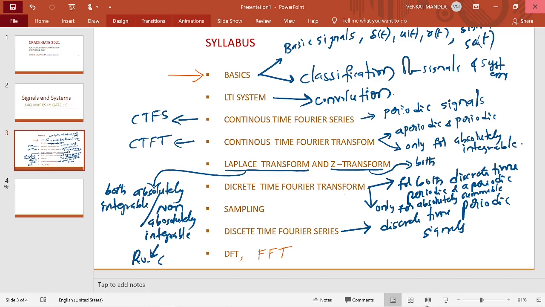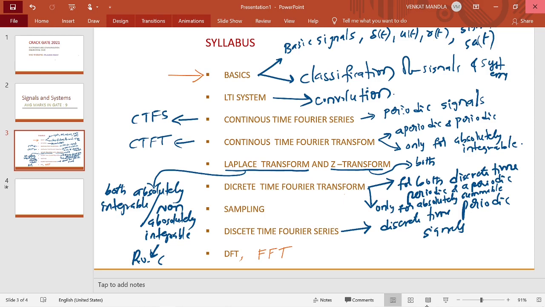Absolutely summable and absolutely non-summable signals, Z transform. Same as the Laplace transform. What the Laplace transform does for continuous time signals, the same thing the Z transform does for discrete time signals. I will discuss all these things in detail, but I'm giving a brief view. That's it.